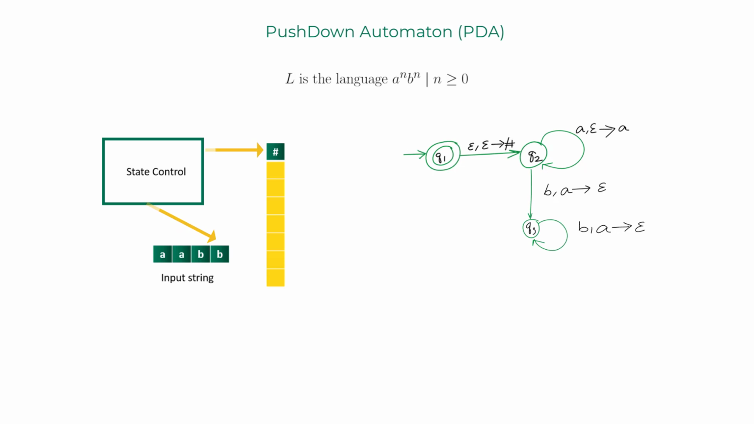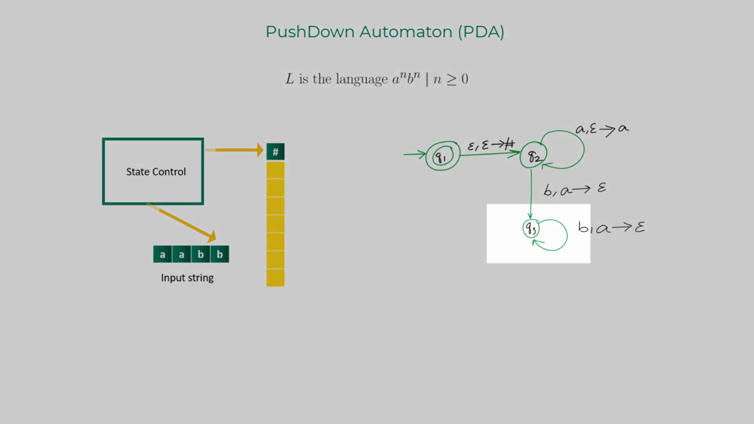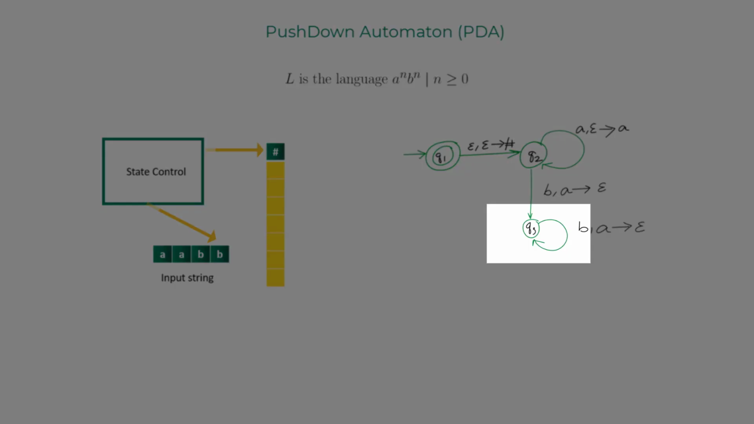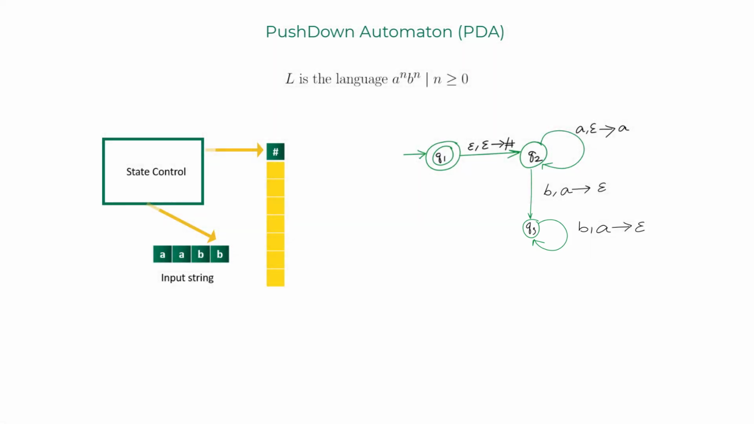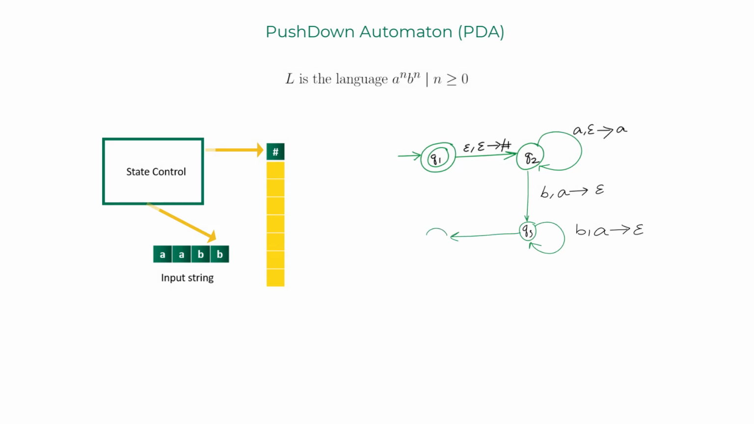When we see an a again in the input characters, the input string would not be in the language, right? So the PDA goes to a reject state because Q3 does not have a transition for the input character a. So what happens when we get to the last b? The character on the stack would be hash. So we end up in the accept state by popping out hash.